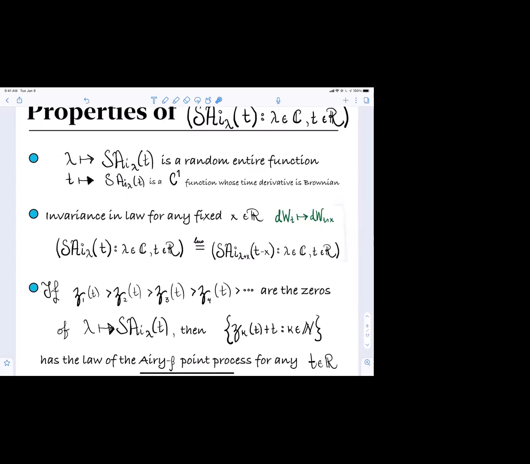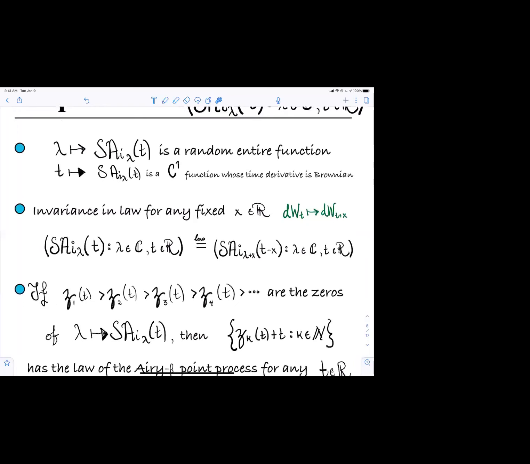There's an invariance in law that this has, and the invariance in law comes from the fact that the white noise which appears in the defining equation is invariant in law. If you shift a white noise, it's just another white noise. And that gives rise to a specific invariance in law of the stochastic Airy function. It's a little bit strange looking, but if you shift the time down by something and shift the lambda up by something for a fixed x, you have the same object. So that's the invariance in law that comes from this.